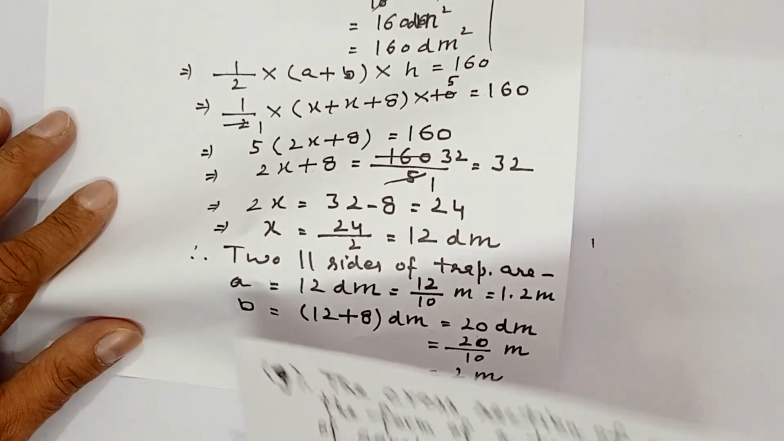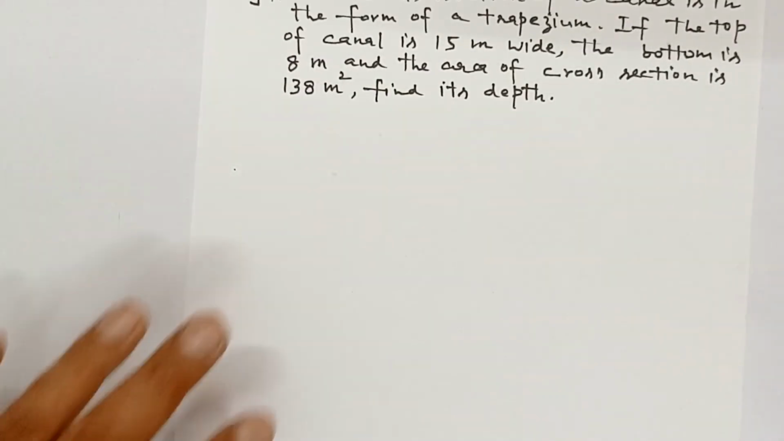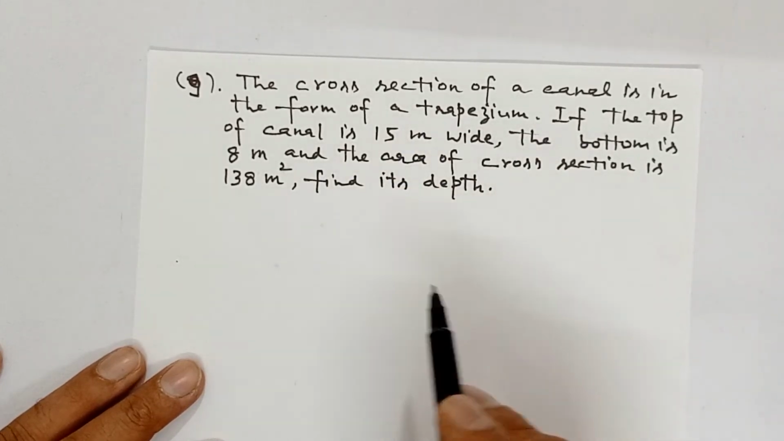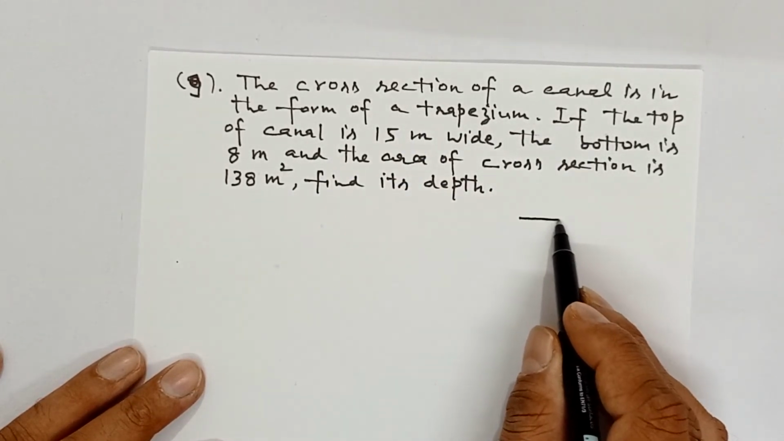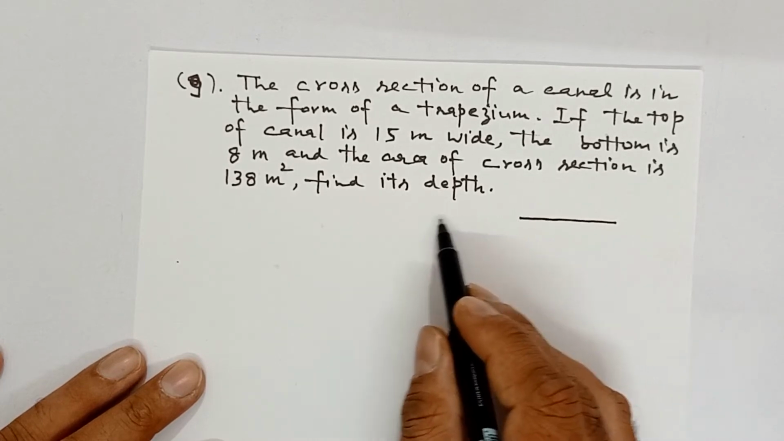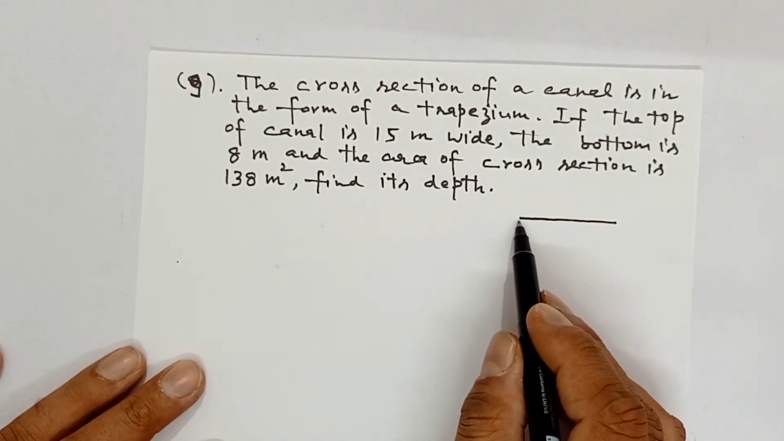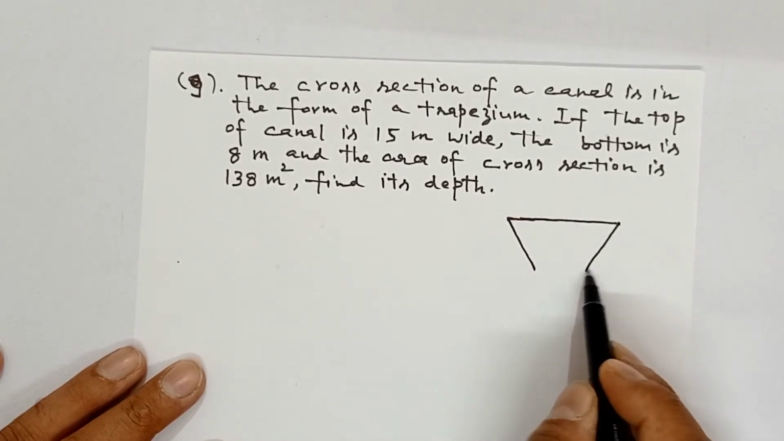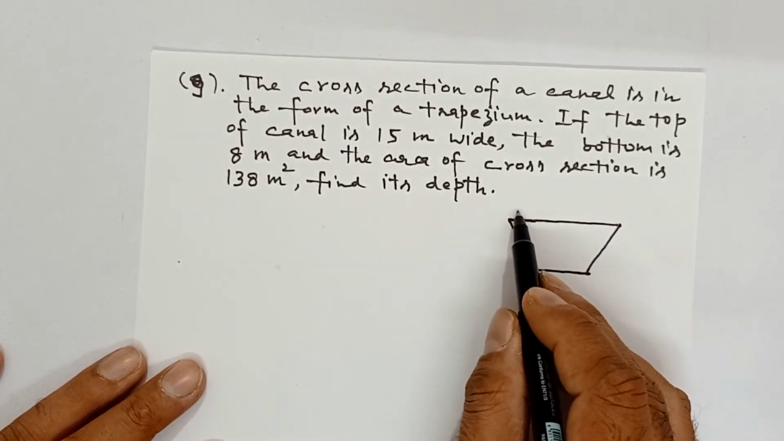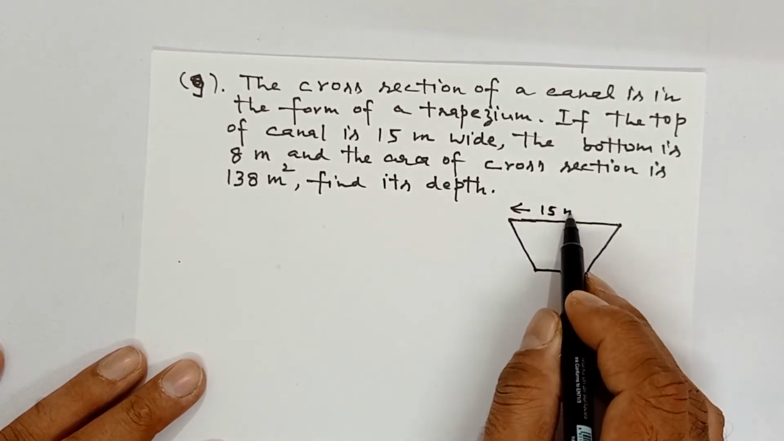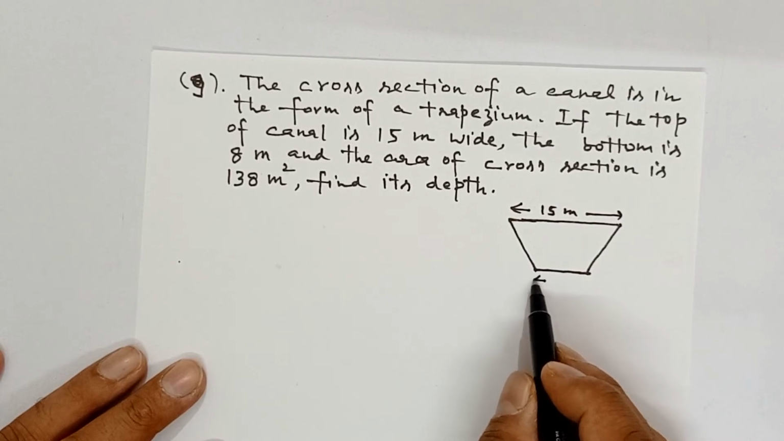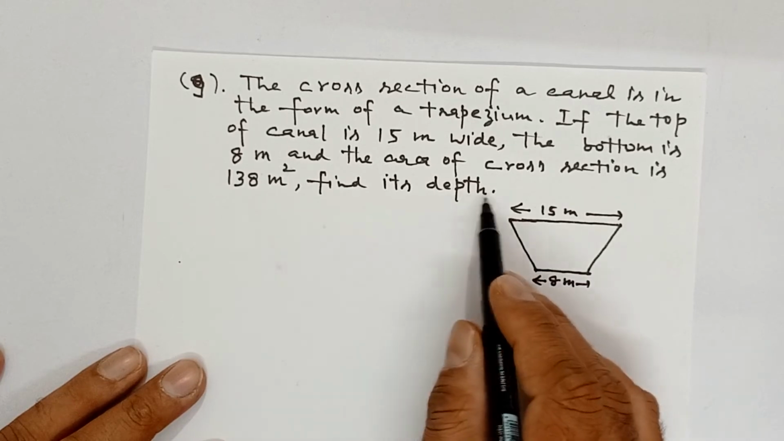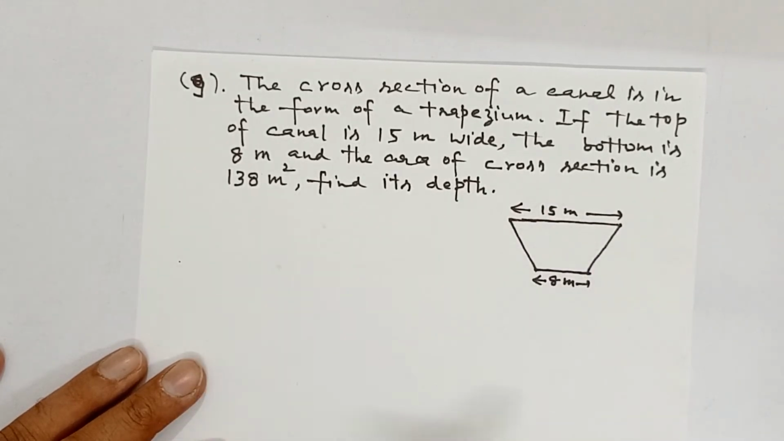Now question number 9. The cross section of a canal is in the form of a trapezium. For example, there is a canal in this shape. The top is 15 meter wide. So the top, it is in this shape, means in the shape of a trapezium. This top is 15 meter wide and the bottom is 8 meter wide. What more is given? Area is given, we need to find the height.